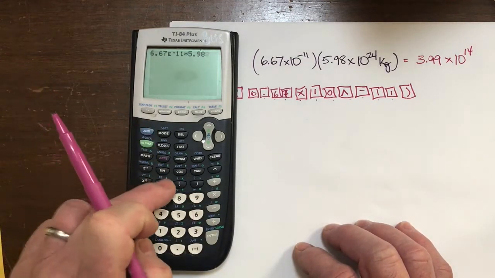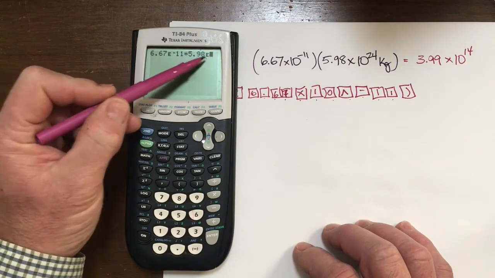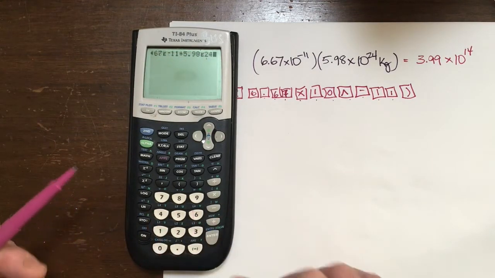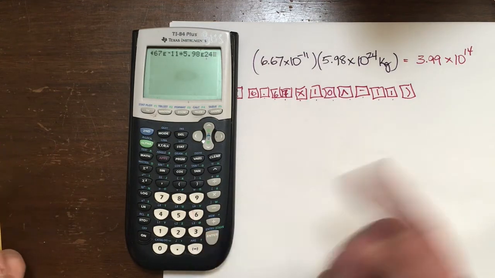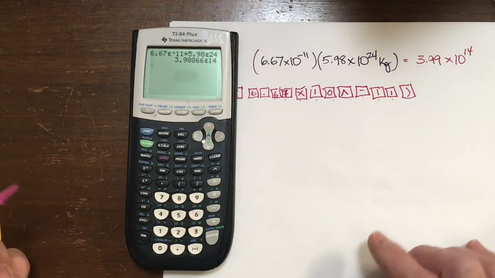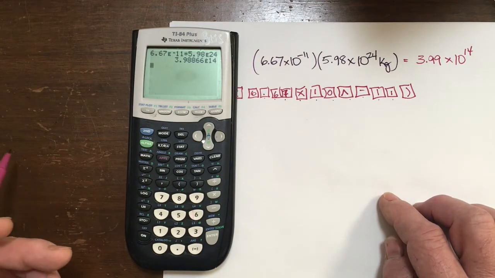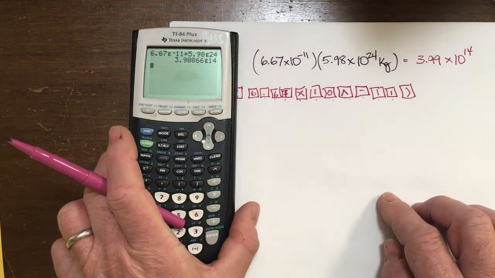Second function, comma, the capital E shows up, and now I enter the exponent 24. Now when I hit enter on this calculator, which is equals, you'll see it comes out 3.99 times 10 to the 14. That's pretty much it.